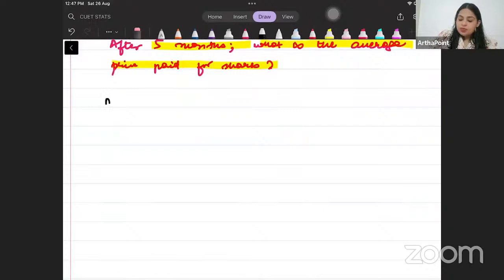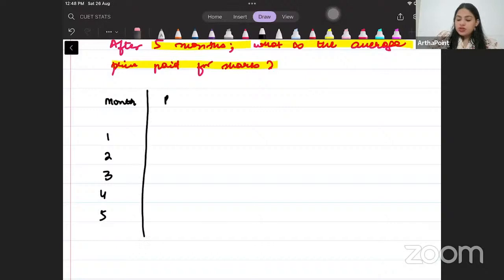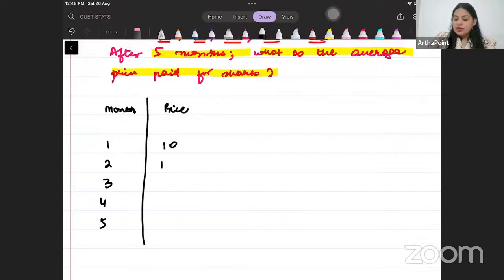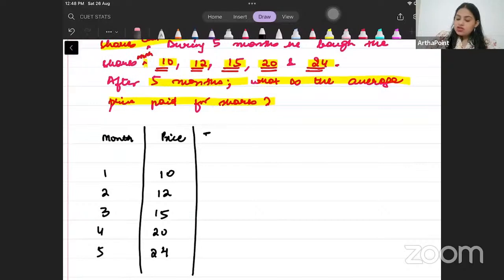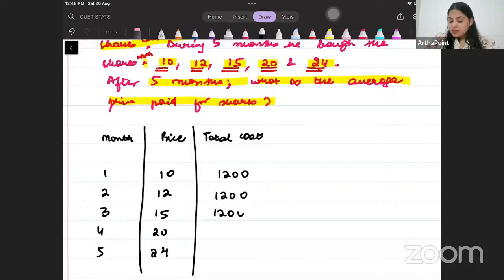So beta, month मैं यहां लिख रही हूं, and then I am writing first month, second month, third month, fourth month and fifth month. The price per share that you are paying, हर शेयर के लिए पहले महीने में आपने 10 पे किया, फिर 12, this is what it says, then 15, then 20 and then 24. But जो आपकी total cost थी, total cost, तो बेटा ये जो total cost है ये consistent है कि आपने हमेशा 1200 ही spend किया है.